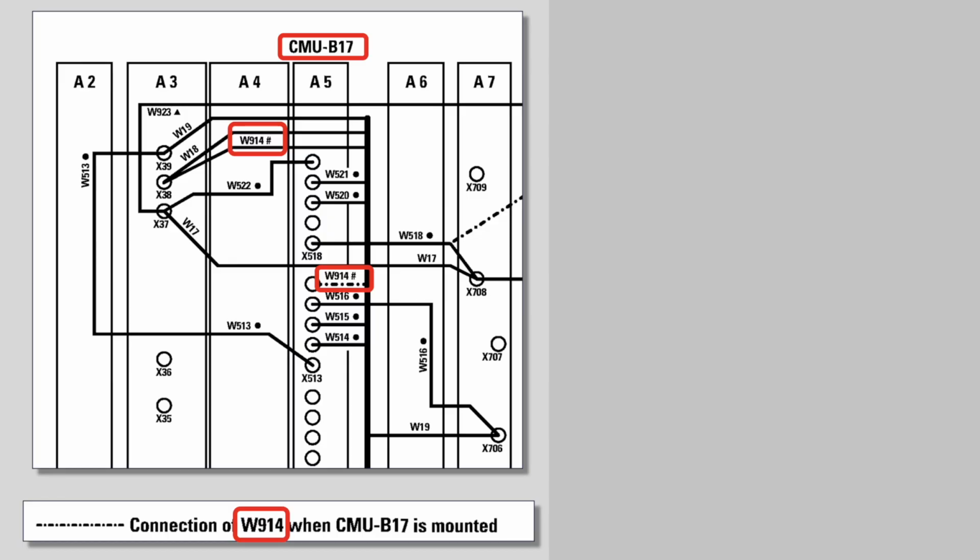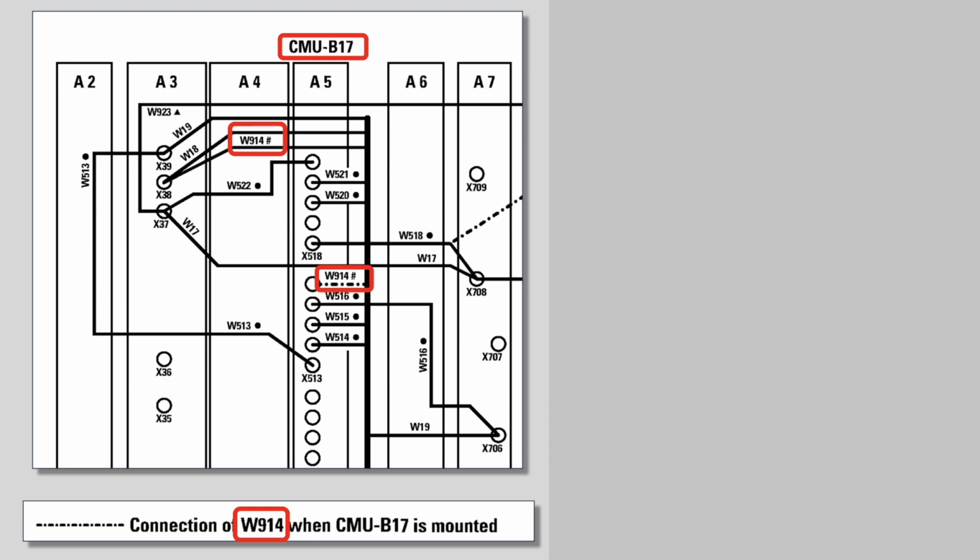So if you look at this big metal plate with a wiring diagram, and also the same wiring diagram in the service manual, and I'm enlarging it a little bit here, you see a particular wire which is called W914. And you read at the bottom of the diagram that the connection of W914 has to be made when B17 is installed, which is what I was doing.